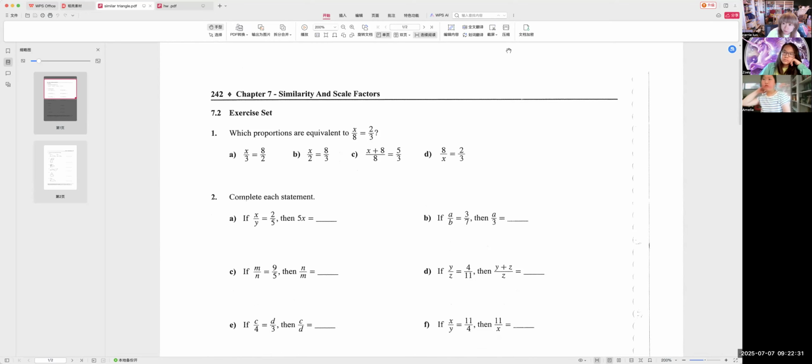Okay, so let's take a look at this one. So some similarity and scale factors. So we're just focused on that. We're going to move on a little bit to the geometry, because I think a lot of you do calculation and algebra better than your geometry, right?